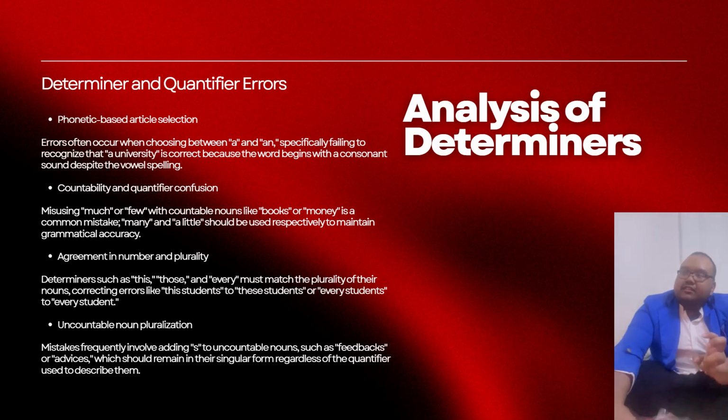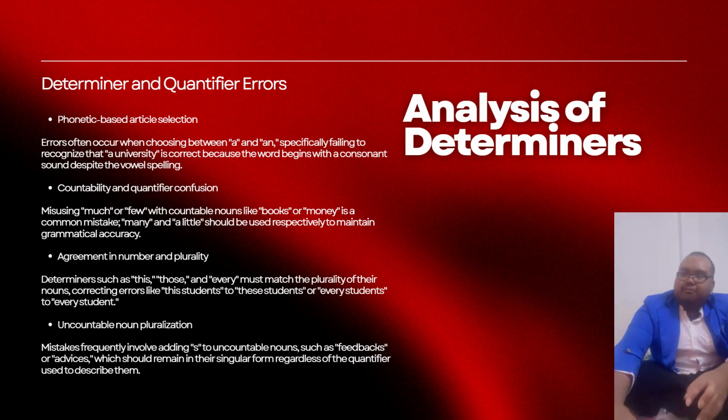Countability and quantifier confusion. Misusing much or few with countable nouns like books or money is a common mistake. Many and little should be used respectively to maintain grammatical accuracy.